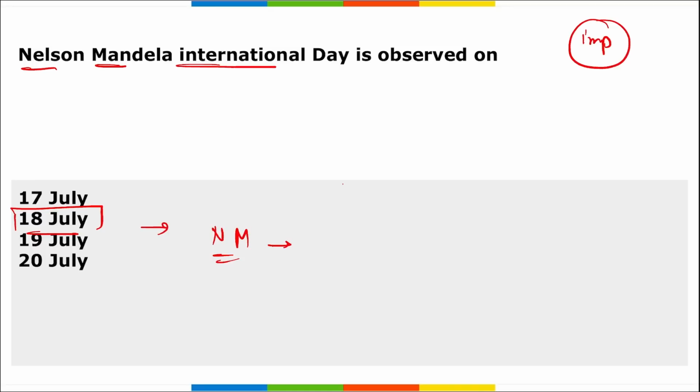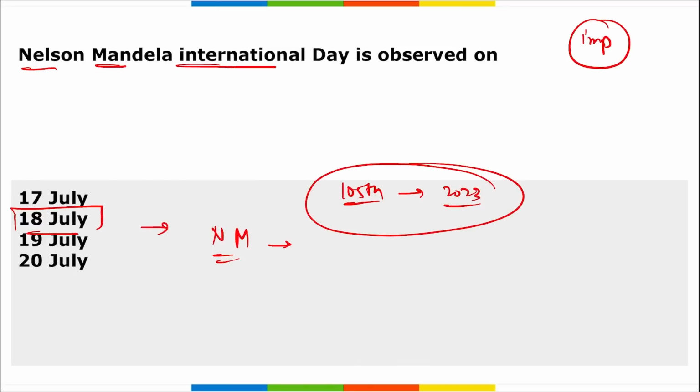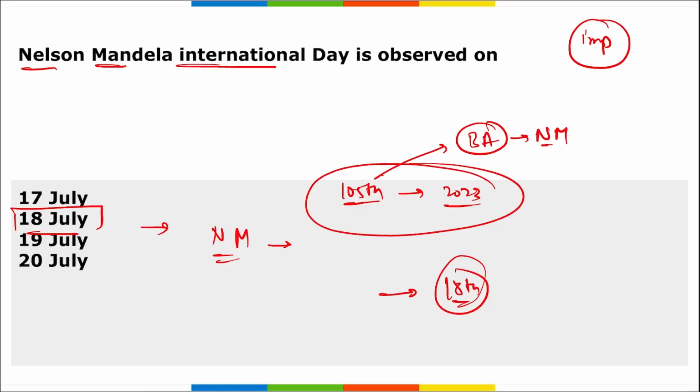Correct. This day is also known as Mandela Day and in 2023 it marks the 105th anniversary of Nelson Mandela International Day. And this day is observed every year on 18th of July. Or we can say this marks the 105th birth anniversary of Nelson Mandela. As we see, this day was first observed in 2010, right? So we can say this is the 14th edition of this Nelson Mandela International Day or Nelson Mandela Day.